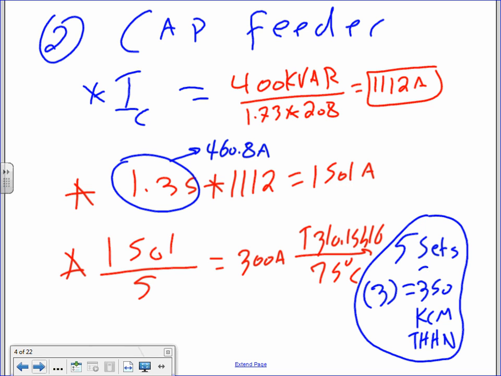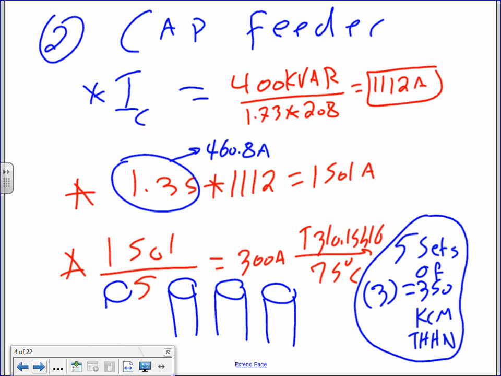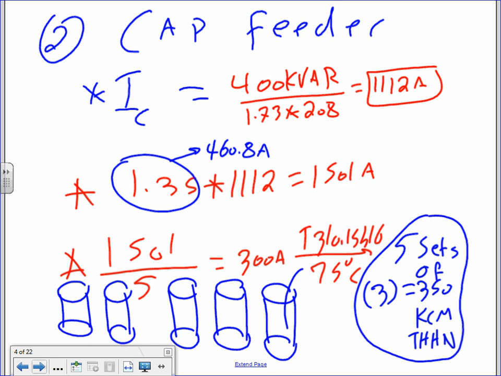So five sets. Each set is going to be a 500. So you can imagine how it's going to look. It's one set, two sets, three sets, four sets, five sets. And each one of these sets is in a conduit, right? And each conduit has, I'm going to show one of them. Here's one conductor, here's a second conductor, and here's a third conductor. And each one of these conductors is 350 kcmil. Done.